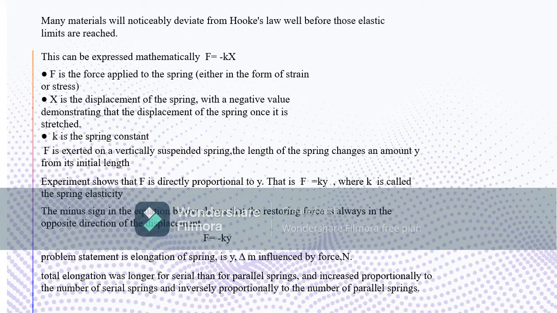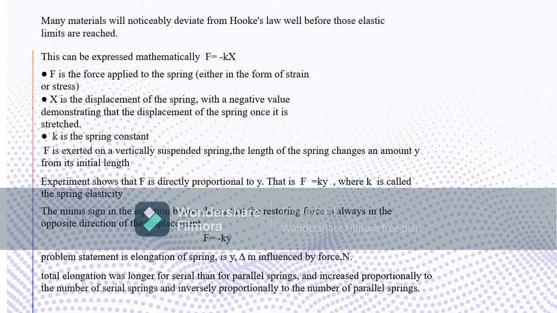This can be expressed mathematically. F equals negative kx. F is the force applied to the spring, either in the form of strain or stress. x is the displacement of the spring, with a negative value demonstrating the displacement of the spring once it is stretched. k is the spring constant.